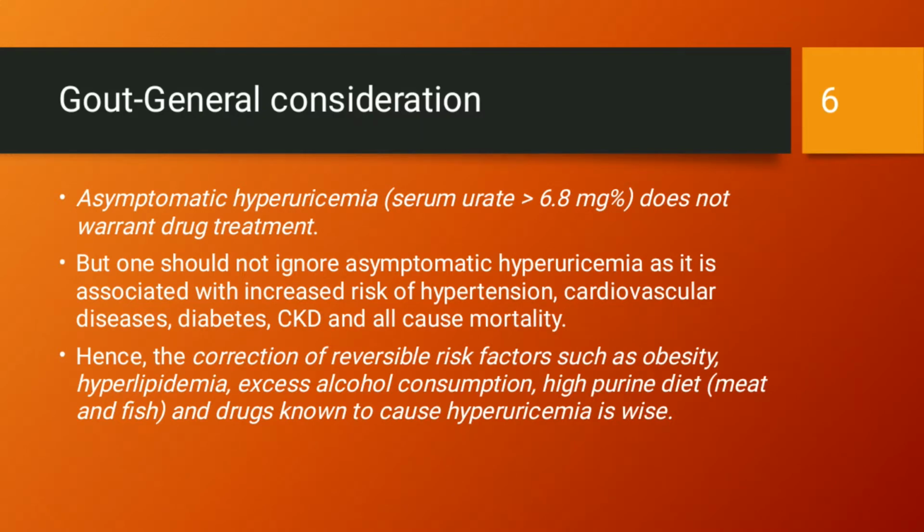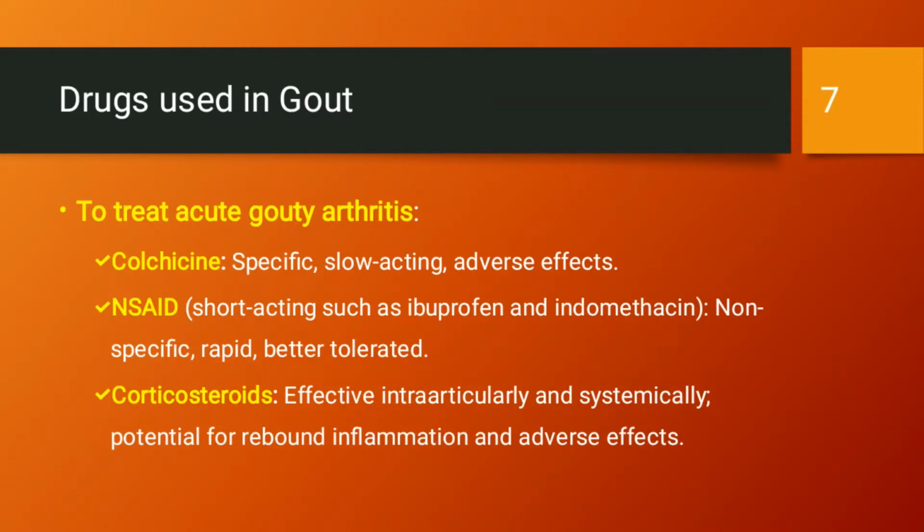Okay, so hence the correction of reversible risk factors such as obesity, hyperlipidemia, excess alcohol consumption, a high purine diet, that is meat and fish, and drugs known to cause hyperuricemia is wise. So certain factors we have to correct so that there will be no buildup of uric acid in the body.